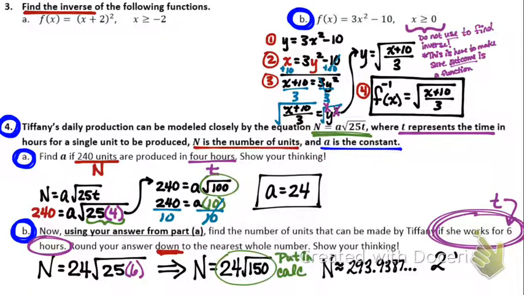293. Units. Can anybody think about why I would round down when it's so close to 294? She's at work, right? When quitting time comes, does she hang around and finish up that last one? No, she saves it for tomorrow. Yeah, so she was almost done with it. She only got 293 done and ready to be shipped or moved on to the next department. She'll have to come in and finish that next one the next day.